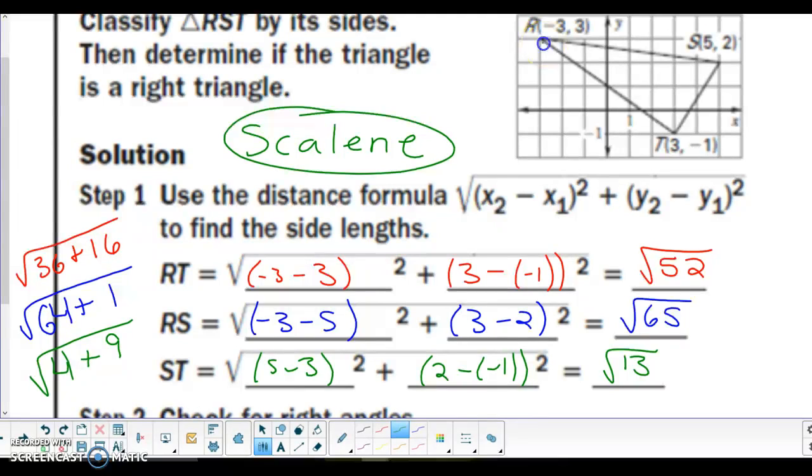So let's find the slope of these lines. So what is the rise over run of RT? -4 over 6. -4 over 6 reduces to -2/3.